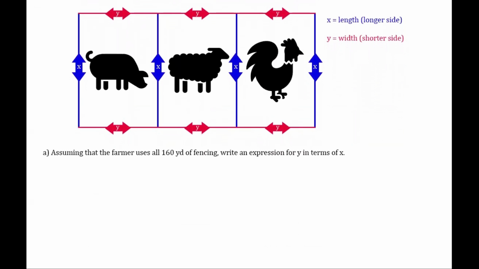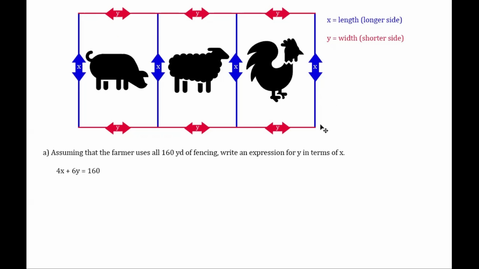So assuming the farmer uses all 160 yards of fencing, write an expression for y in terms of x. All right, well, let's just write down what we have first. So I have 1, 2, 3, 4 x's, 4x, and then 1, 2, 3, 4, 5, 6 y's, 6y. So I've got 4x, 6y, and altogether it's going to equal 160 yards. Okay? So this is what I have.